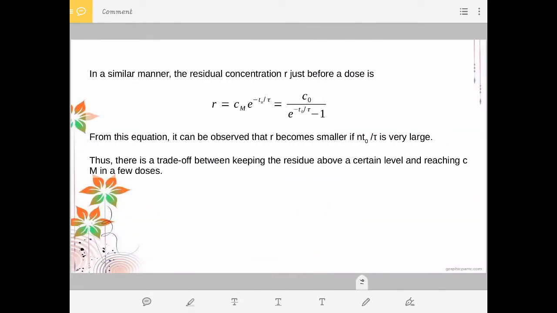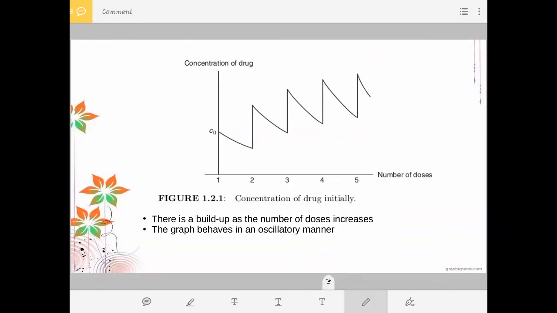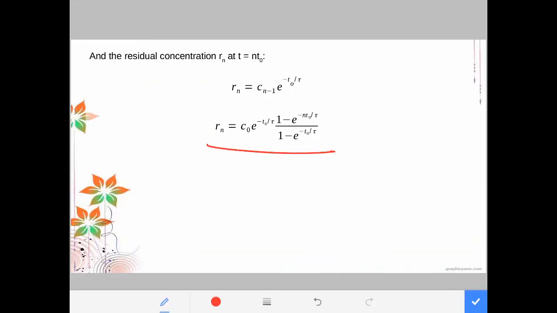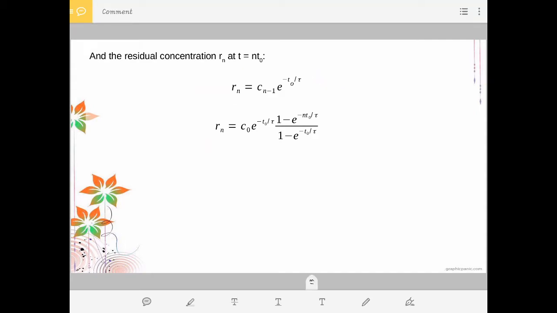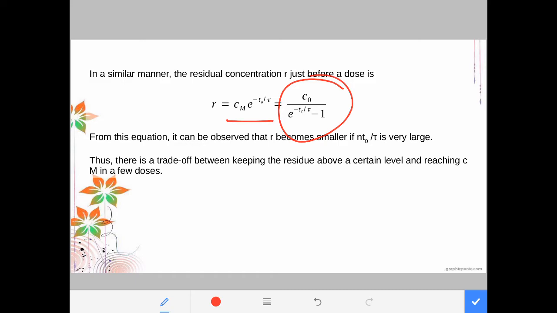In a similar manner, you have a residual concentration R just before the dose. If we hit an upper limit in administering doses, we also have a lower limit, and we can define that lower limit as R. How do you define the other R's? The other R's are defined as this one. So R is equal to Cm e raised to negative T over tau. So we just rewrite this one as this.